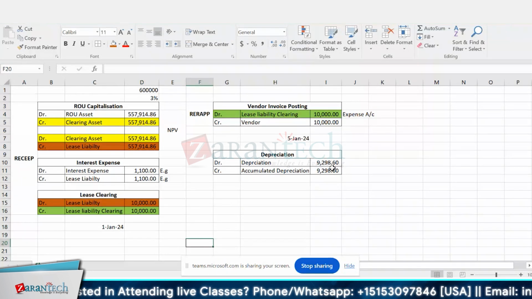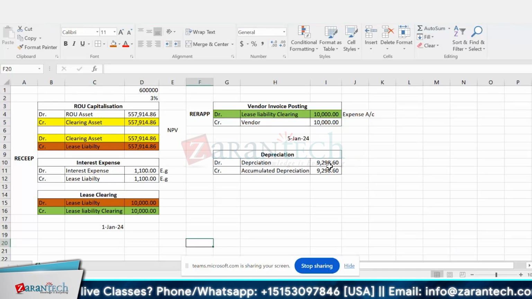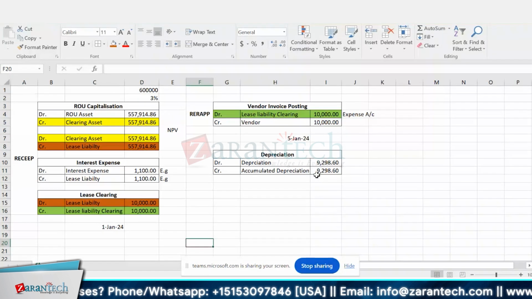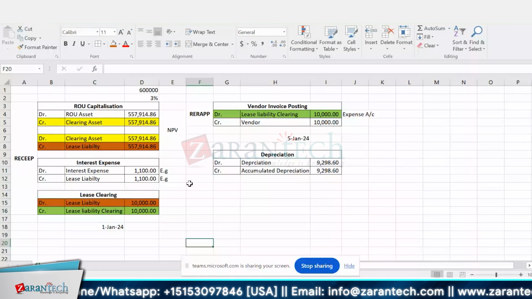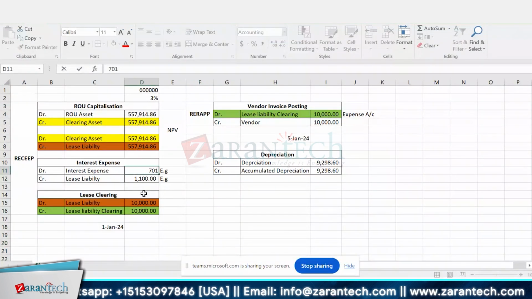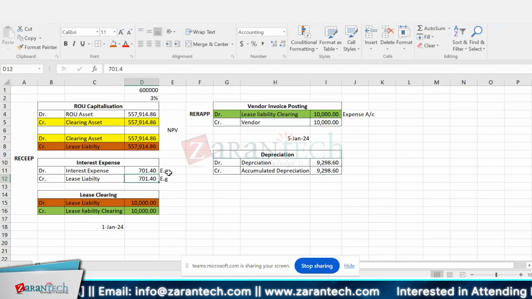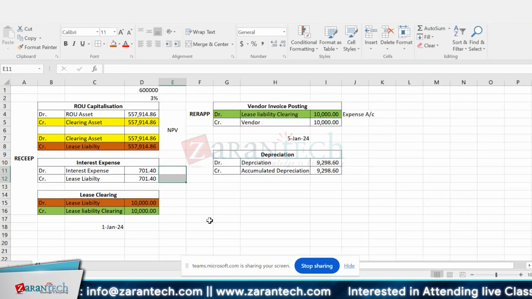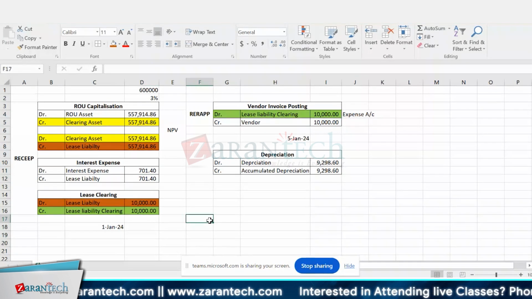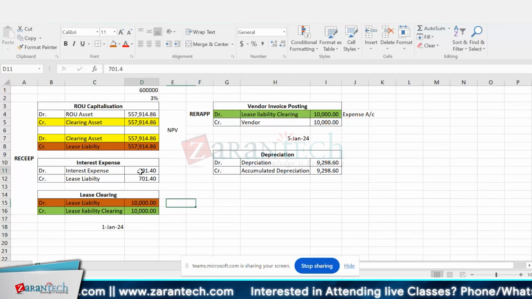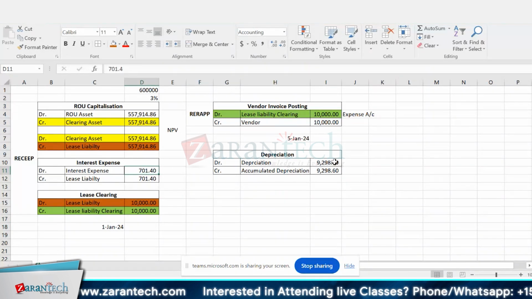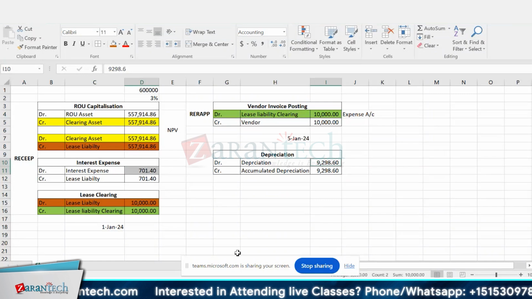Now that is how, so let's say 10,000 minus this one, 702.71, so 701.4. Okay, why haven't we taken 701.4 over here? Because that installment is partially divided into interest and what we call liability.